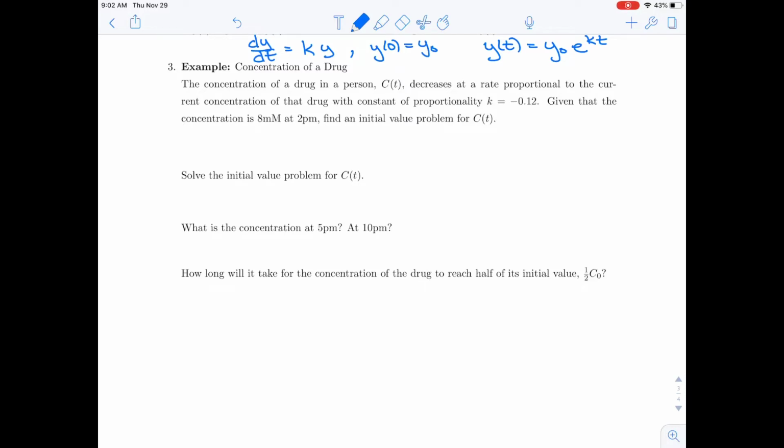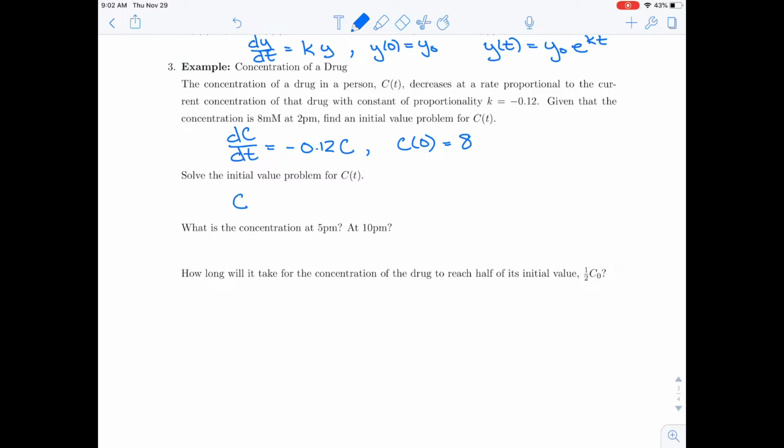We'll start with the concentration of a drug in a person, C of t, which decreases at a rate proportional to the current concentration of that drug, and the constant of proportionality is k equals negative 0.12. So the rate of decrease, dC/dt, is equal to negative 0.12 times the current concentration, C. At 2 p.m., the concentration is 8 millimoles, so we will make that our initial condition, C of 0, representing 2 p.m., equals 8.